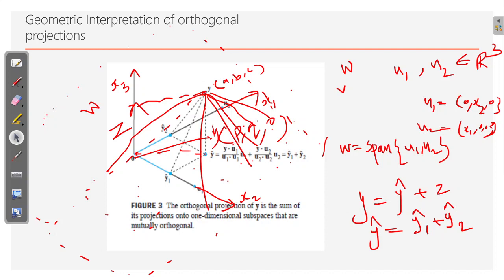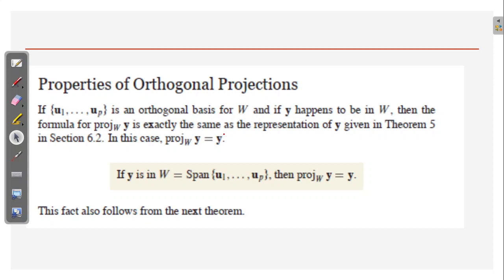Because we have defined the projection of y onto the subspace W as that point for which we get the minimum distance between y and W, that means the point in W which is closest to the vector y. That is the definition. So here y happens to be in W itself, so the elevation is 0, and the closest point will be the vector itself.